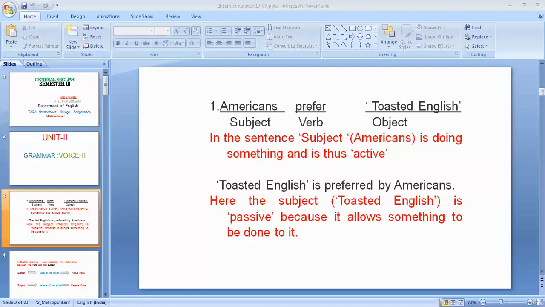So when the subject is passive, when the subject is the receiver of the action, or when some action is done to it, the subject, then these sentences are called passive voice sentences. So in this way, we can understand the difference between active voice and passive voice. In active voice, the subjects do something. In passive voice, the subjects are passive because they are receivers of the action. So in this way, we can differentiate active voice from passive voice.